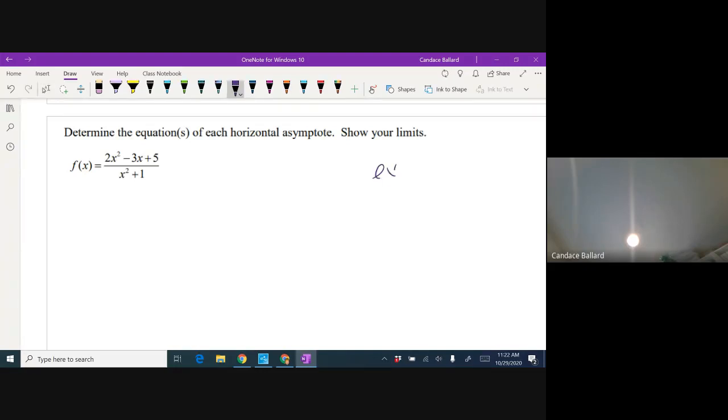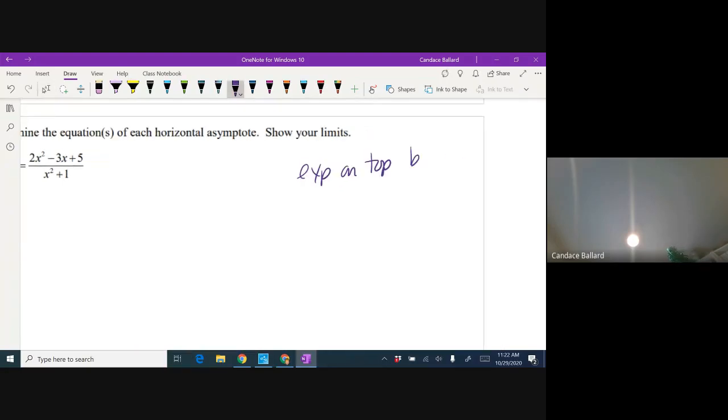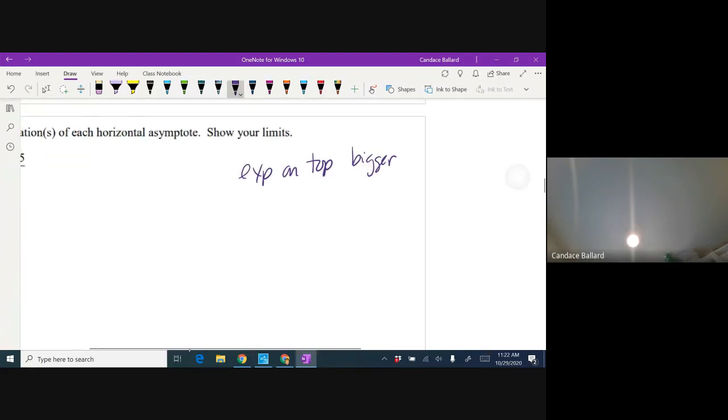If our exponent on the top is bigger, okay, so I have the top bigger, meaning like I have an x cubed over an x. When I put infinity in, it will grow on the top faster than it will grow on the bottom. So that means that my horizontal asymptote would be equal to infinity, which means that there is none. Okay.